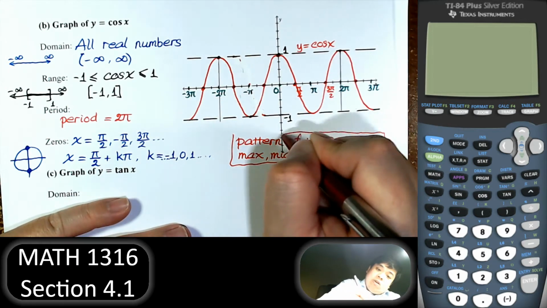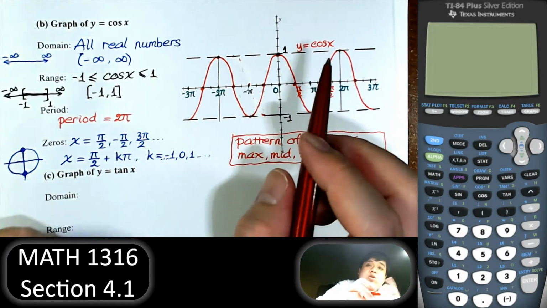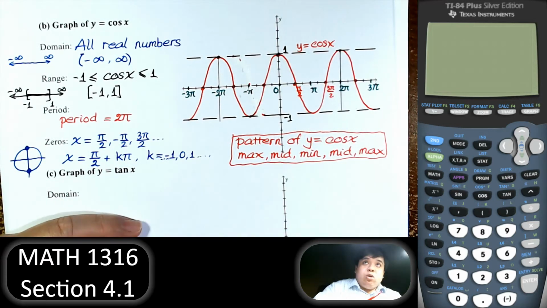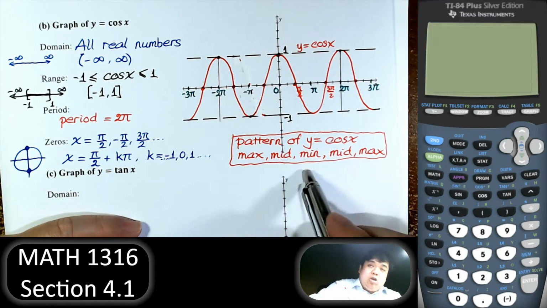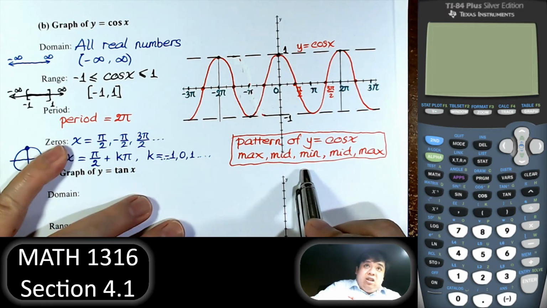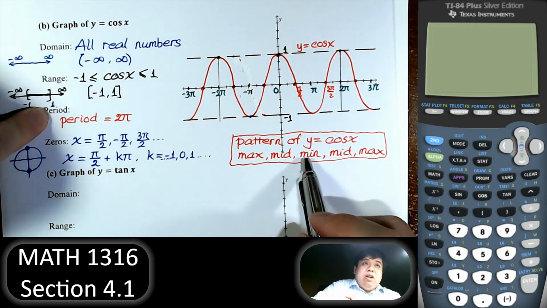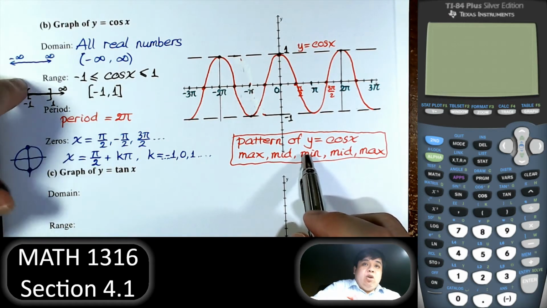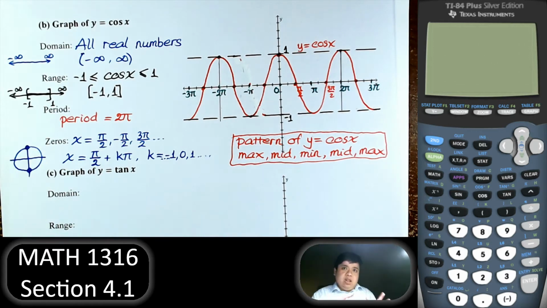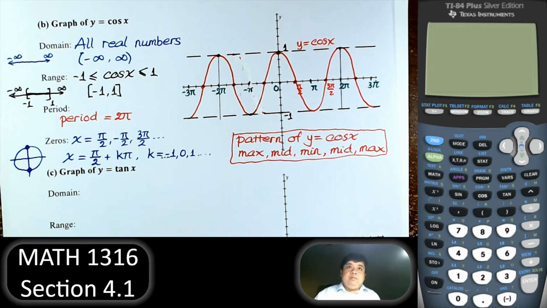So the only thing that's different, actually a few things that are different between sine and cosine: of course, the pattern itself and the zeros. The period will be the same, domain will be the same, the range will be the same. The only difference is the zeros, where the cosine equals 0 is different than where the sine equals 0, and the pattern will be different.